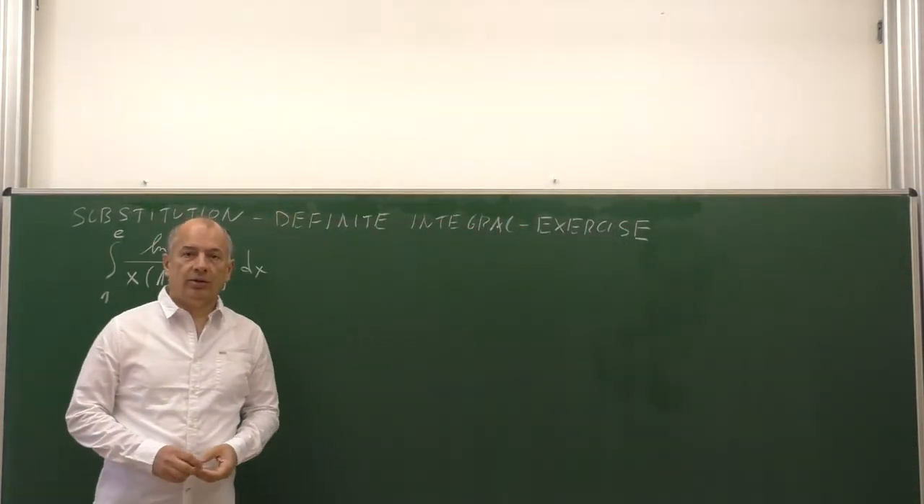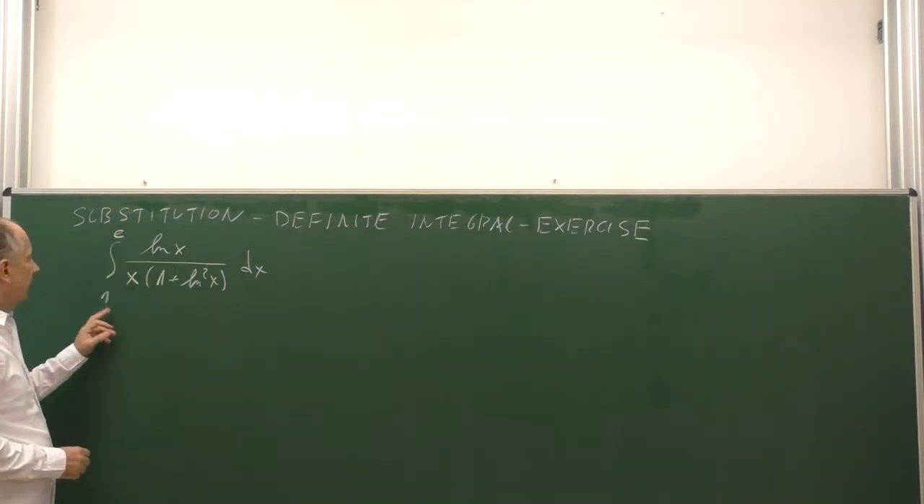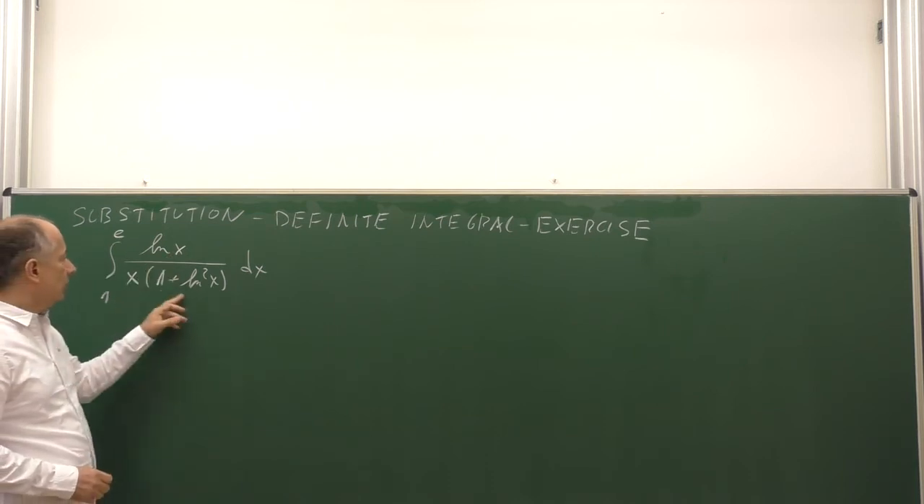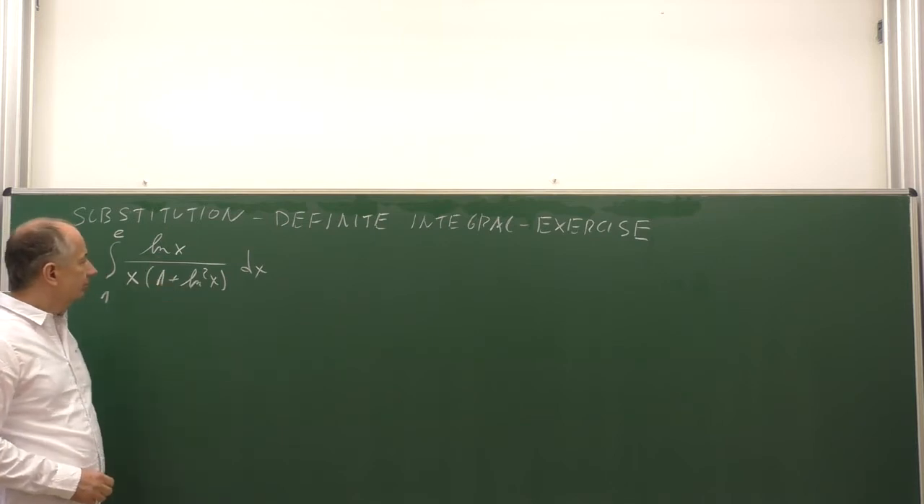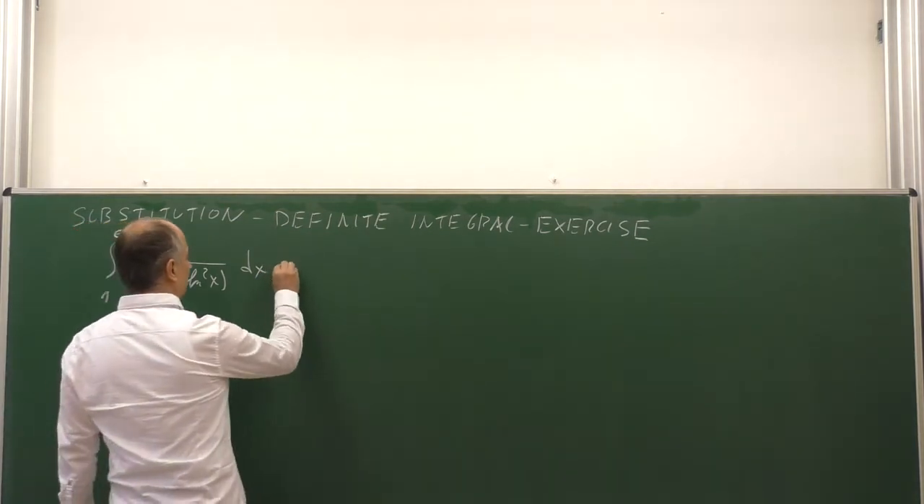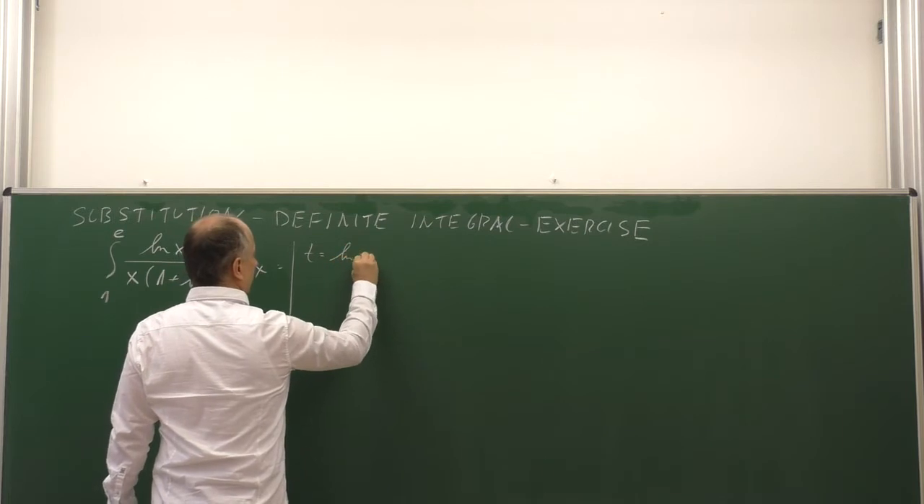Let us practice the substitution method for definite integral. Consider the integral from 1 to e of the fraction logarithm of x divided by x times 1 plus logarithm square of x. Well, too many logarithms. Let us use substitution to remove them. What about t is logarithm of x?